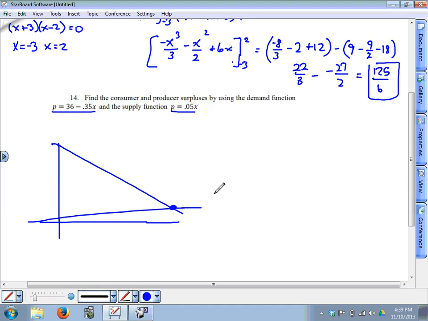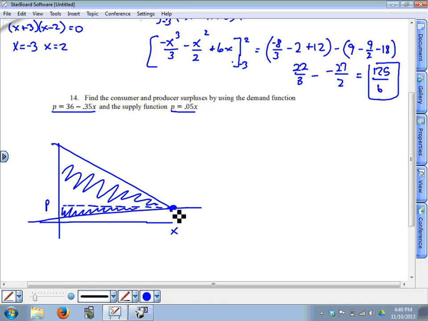So they intersect here. This is the equilibrium point. So this is going to give us an x value, which is units produced. It also gives us a price. The area under here is the producer surplus, the difference between the price function and the supply function. The area here is the consumer surplus. It's the area beneath the demand function and the price.